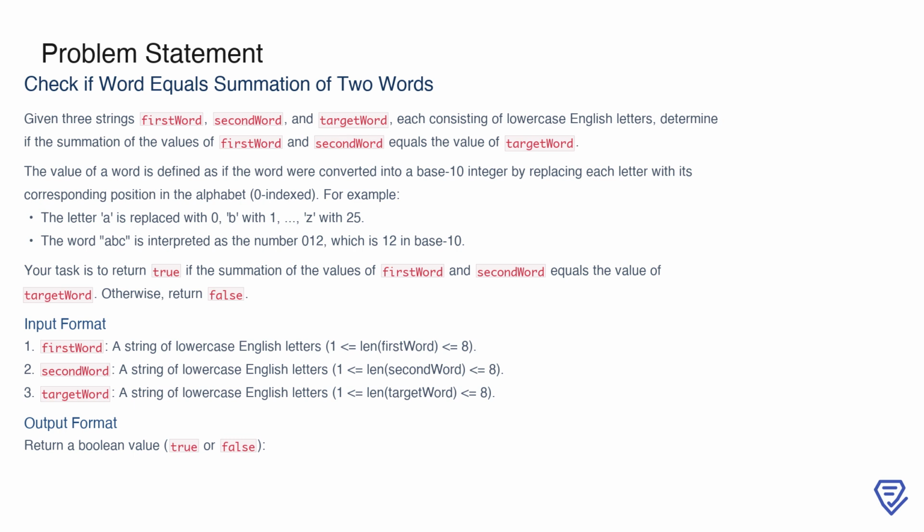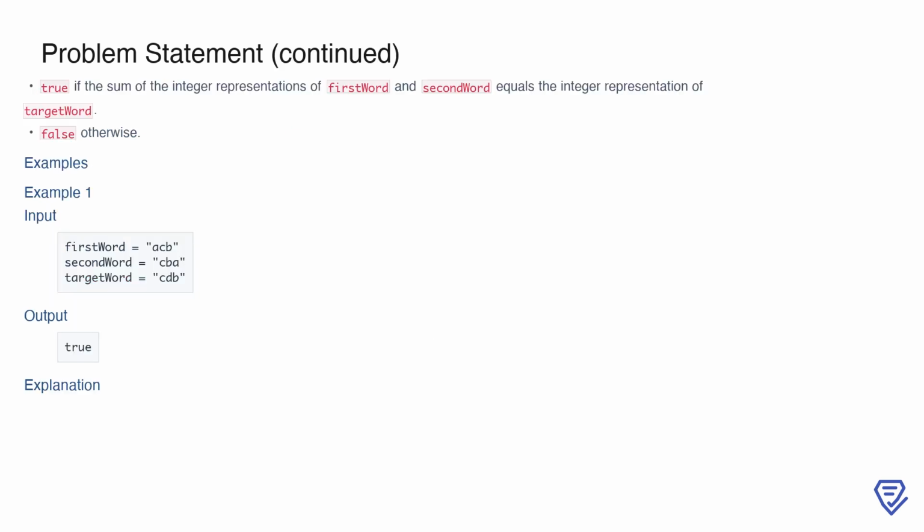For example, ABC becomes 012, which is equivalent to 12 in base 10. The task is to return true if the sum of the values of first word and second word matches the value of target word, and false otherwise. To clarify how the output is determined, the problem requires returning true if the integer representation of first word added to the integer representation of second word equals the integer representation of target word. If this condition is not met, you return false. Let's look at some examples to better understand the process.